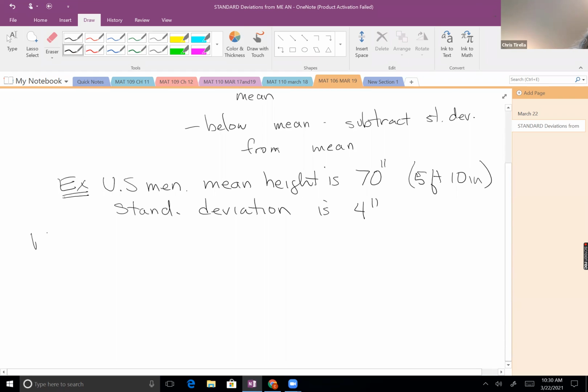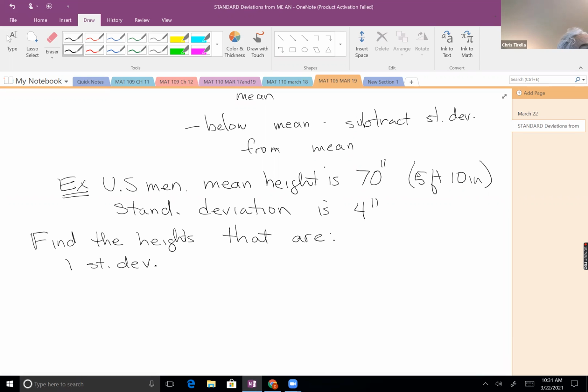And so let's find the heights that are, and we're going to do a few of them. The first one I want to look for is one standard deviation. Are you guys all right if I abbreviate standard deviation, STDEV? That's fine. One standard deviation above the mean.